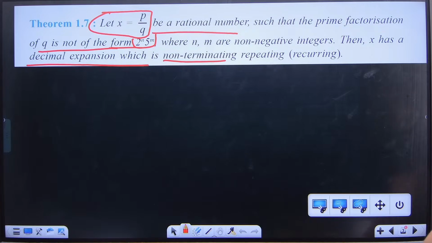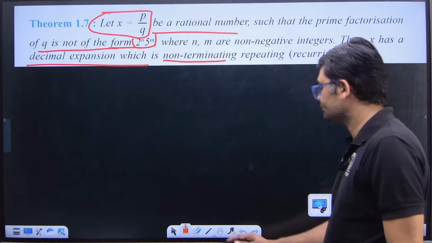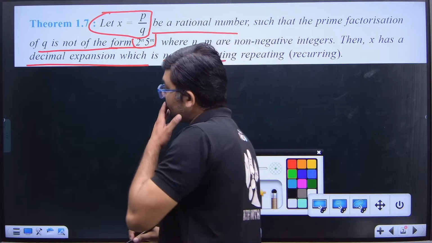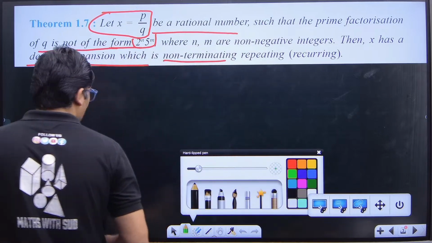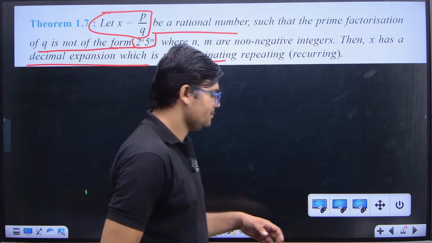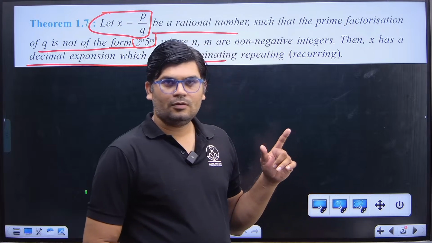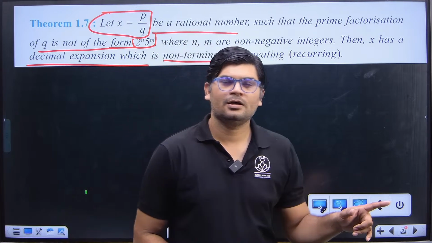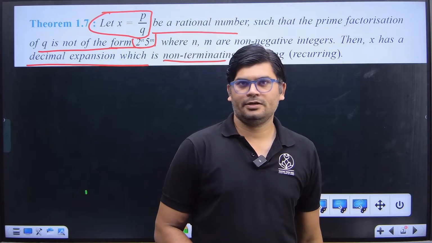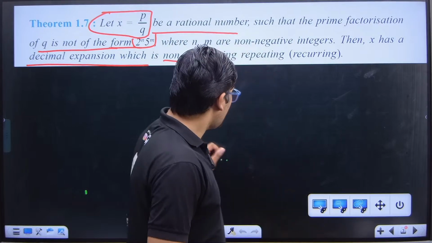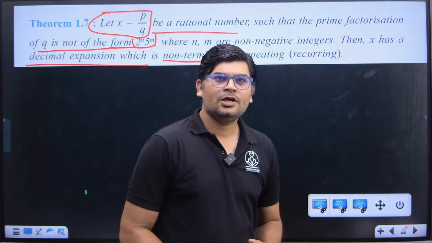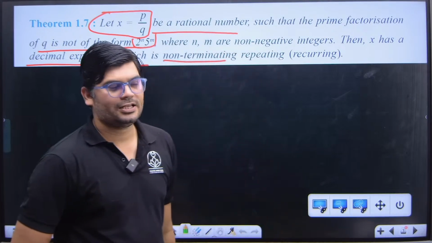Done? Okay. Now you understood two kinds of rational numbers: one is terminating and one is non-terminating, right? Now the second question arrives: why does a number repeat itself?